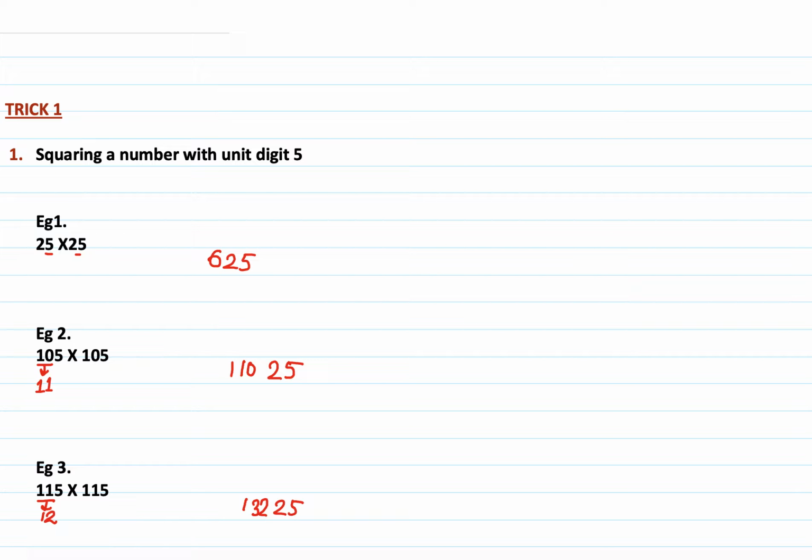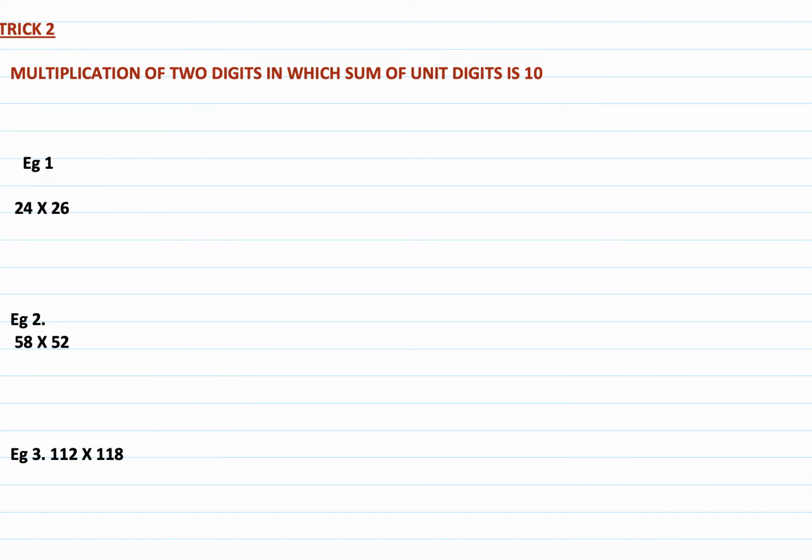So let's start with the second trick. Our second trick is multiplication of two numbers in which the sum of the unit digits is 10. Again, this trick is applicable for two digits, or if you are using it for more than two digits, as I have taken in the third example, you will come to know how to do this. But the condition is the sum of the unit digits will always be 10.